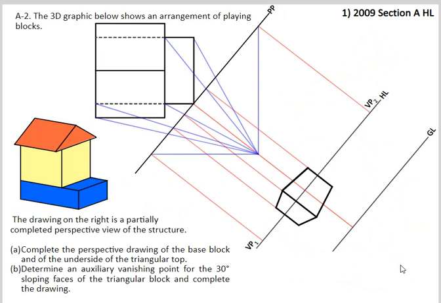Now we'll have a look at some short questions that have appeared in higher level papers. So this here is a short question that has appeared. So the first part, part A, is complete the perspective of the base block and the underside of the triangular top. Okay, so basically all we have to do here is finish drawing some of this here.